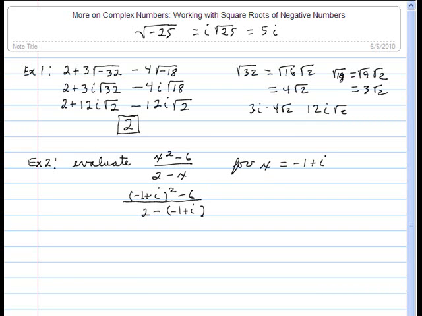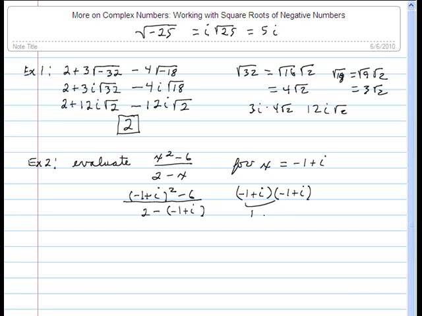Okay, now I just start doing my arithmetic. I'm already in my i form, so I can start to do the arithmetic. Remember what negative 1 plus i squared means. That means negative 1 plus i times itself. Negative 1 plus i again, and we can do that by the FOIL.